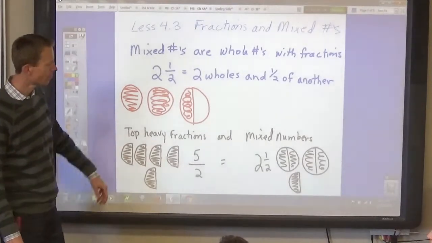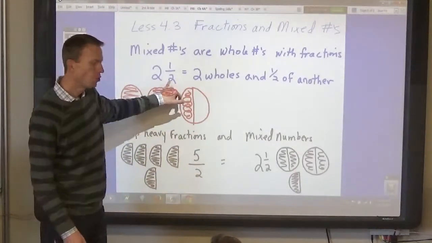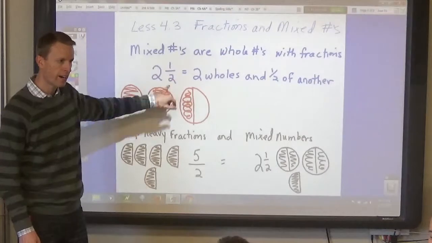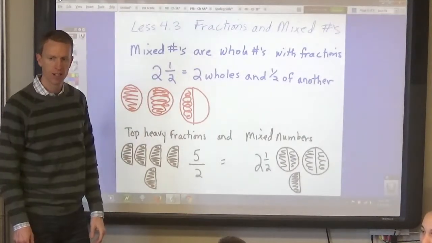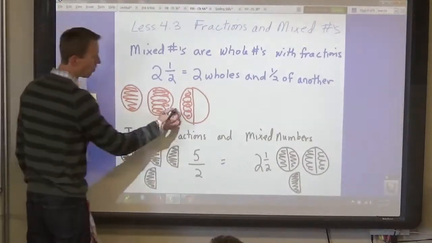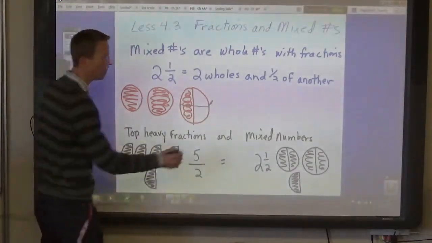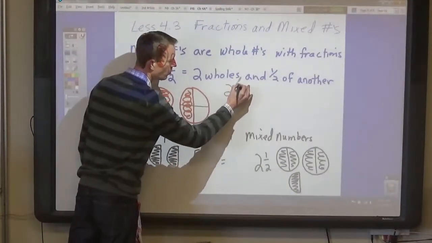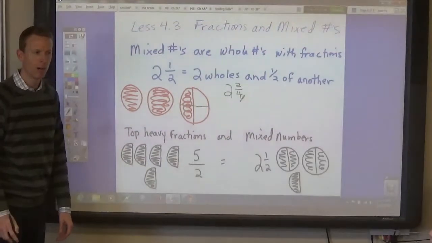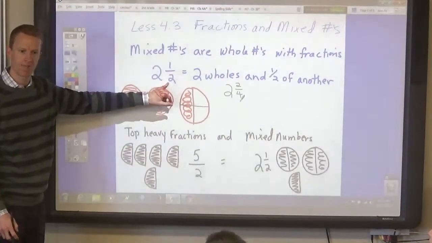Now, this is written as 2 and 1/2, a mixed number. 2 wholes and 1 half. Okay? Now, we could also write it this way. If this one was cut into fourths, then it could be 2 and 2/4 left, right? But we would want to reduce that to 2 and 1/2, right?